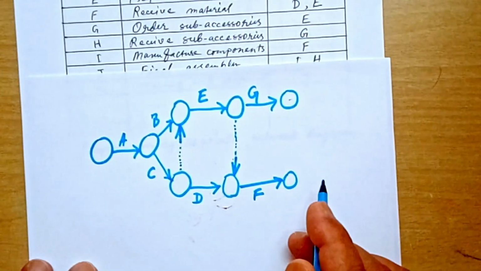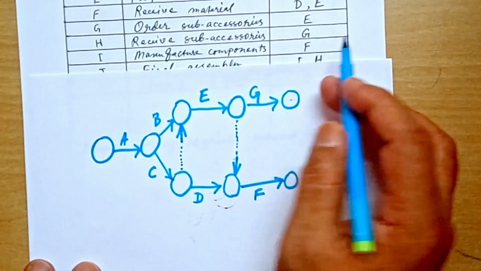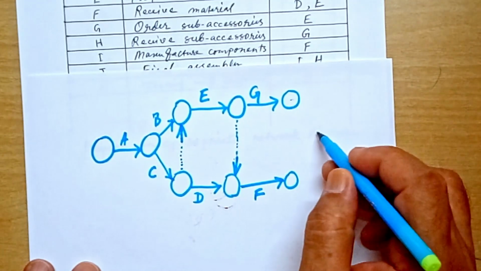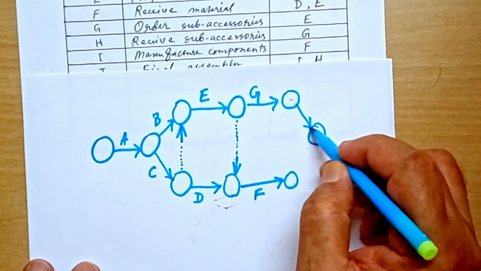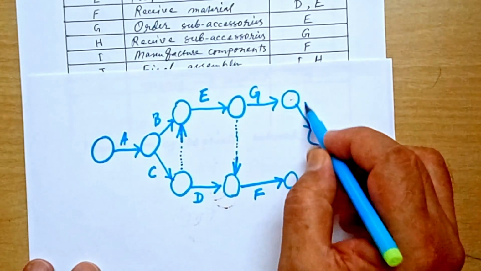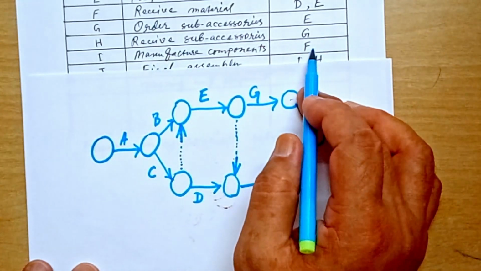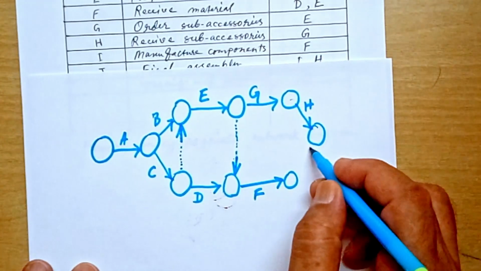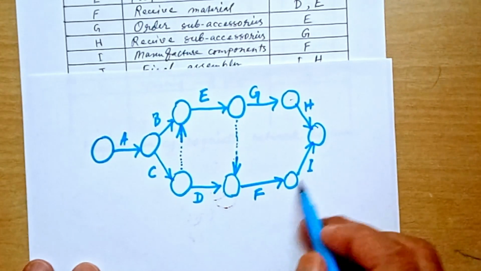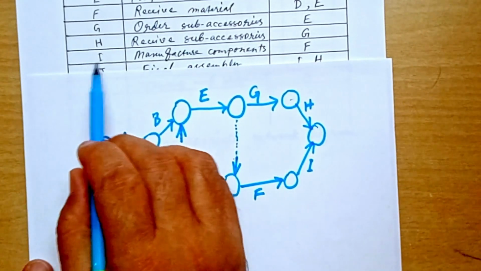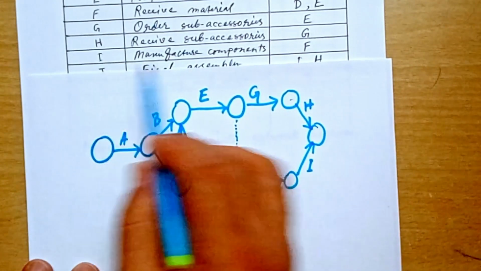Now after F and G, H has immediate predecessor G. So you take H here, which has immediate predecessor G. Okay. Then I has immediate predecessor F. So this is F, so this must be I. Okay, clear? H has immediate predecessor G and I has immediate predecessor F.